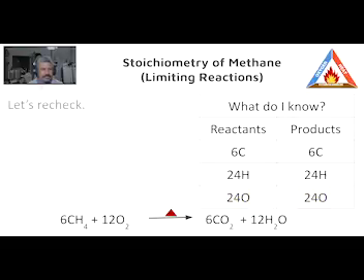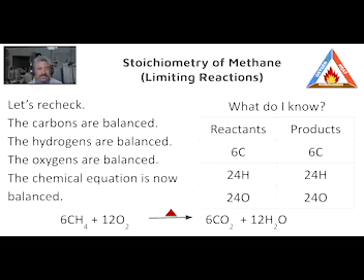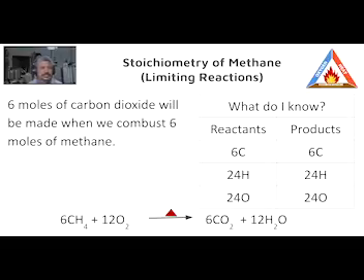Now, let's recheck our answers. We have 6 moles of carbon atoms in the reactants, and in the products, we also have 6 moles of carbon atoms. The carbon atoms are balanced. For the reactants, we have 24 moles of oxygen atoms, and 24 moles of oxygen atoms are also in the products. The oxygen atoms are balanced, and the hydrogen atoms are balanced as well. We see that we have a balanced chemical equation. And this gives us our answer. 6 moles of carbon dioxide will be made when we combust 6 moles of methane gas.